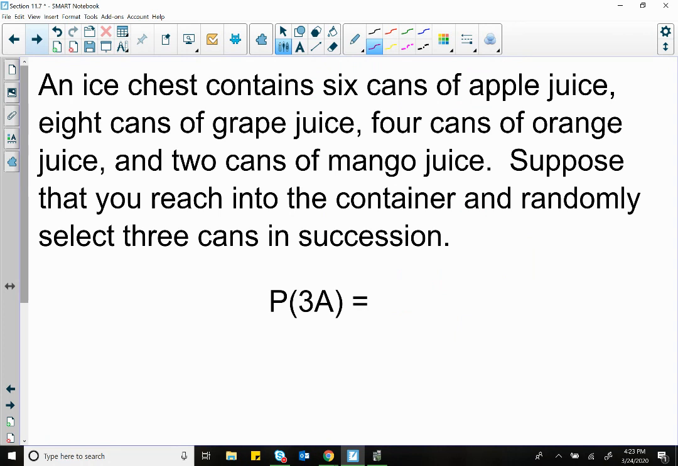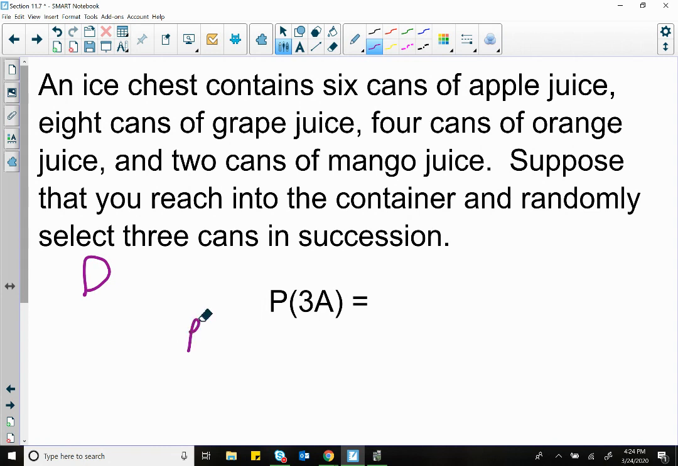So in this one, it says you got an ice chest that contains 6 cans of apple juice, 8 cans of grape juice, 4 cans of orange juice, and 2 cans of mango juice. Suppose that you reach in to the container and randomly select 3 cans in succession. So you reach in, grab one, pull it out, reach in, grab one, pull it out, reach in, grab one, pull it out. That's what's going on. So we want the probability that this is going to pull out 3 apples. And again, this is dependent because the moment I pull out a can, it's not the same ice chest anymore.